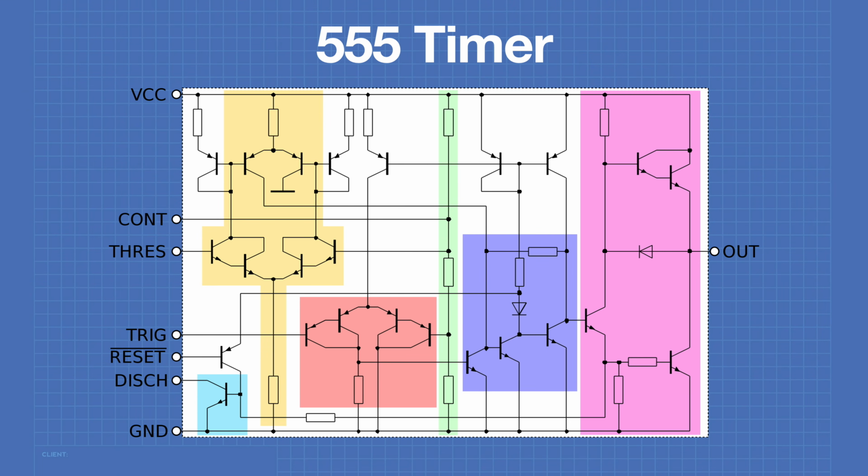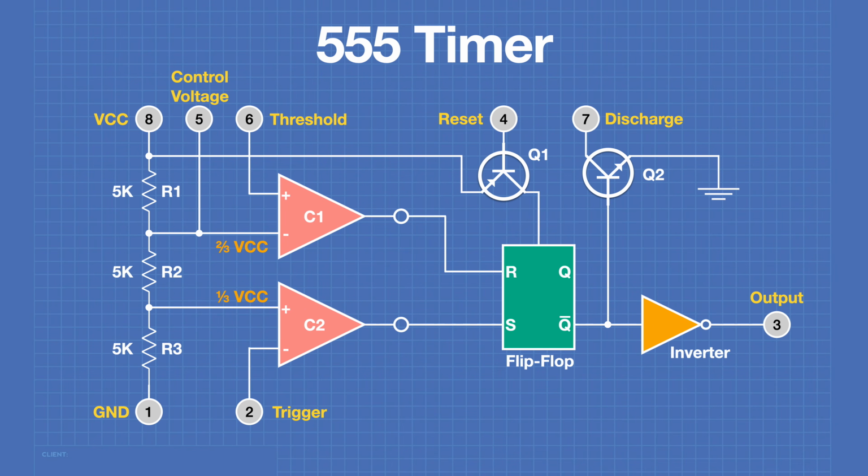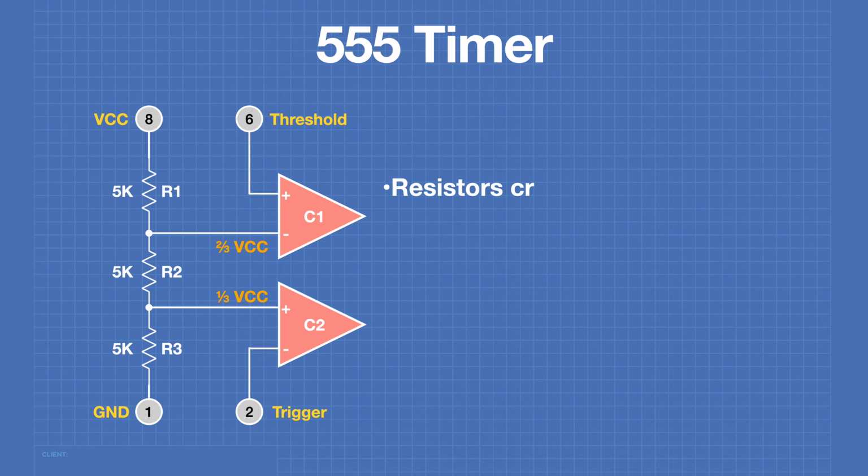Internally, the 555 consists of a number of transistors, resistors, and diodes. However, it is much easier to visualize the internal operation by breaking it down into a few blocks, which include a couple of comparators, a flip-flop, an inverter, 2 transistors, and a resistive voltage divider. The 3 5K resistors wired between VCC and ground create a voltage divider.